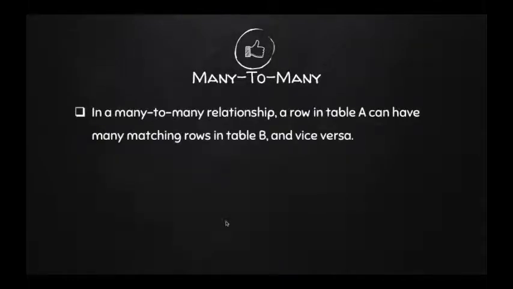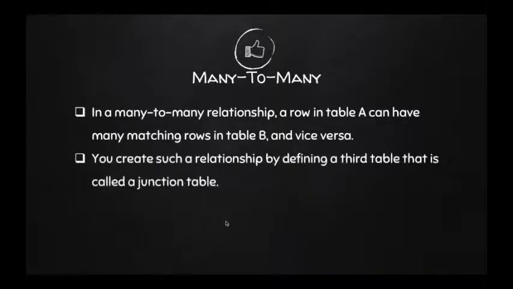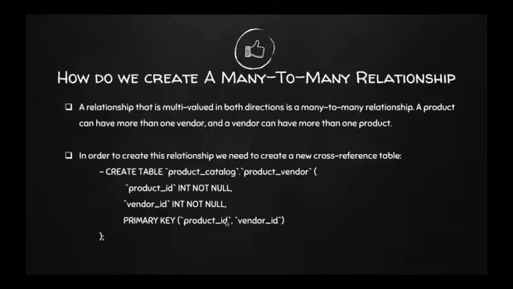Many-to-many. In a many-to-many relationship, a row in table A can have many matching rows in table B and vice versa. You create such a relationship by defining a third table that is called a junction table. The primary key of the junction table consists of the foreign key from both table A and table B.